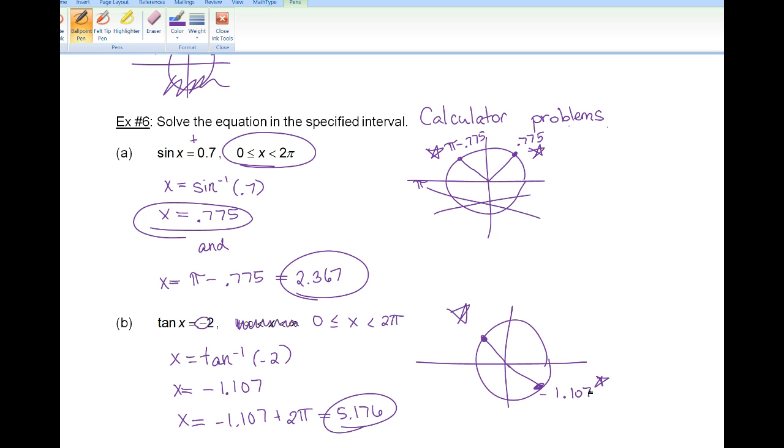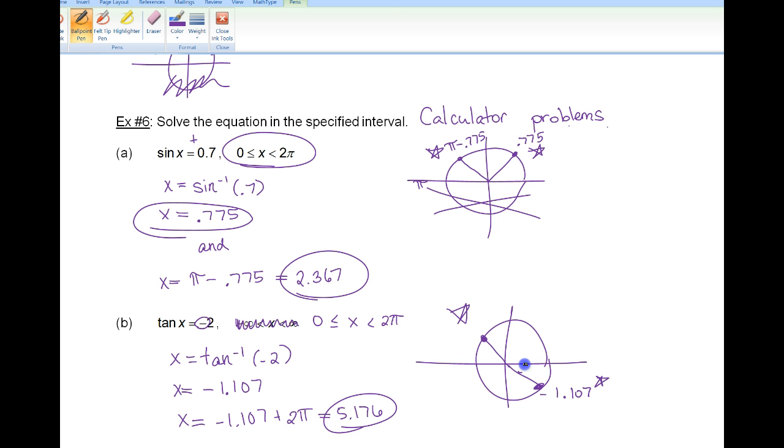Do you remember reference angles? Sort of. The reference angle is the angle that it makes with the x-axis. For example, 5 pi over 6 has a 30-degree reference angle, because it makes a 30-degree angle with the x-axis. Pi over 4, 3 pi over 4, 5 pi over 4, they have a reference angle of 45 degrees, because they make a 45-degree angle with the x-axis. So what would this reference angle be? It would be 1.107.